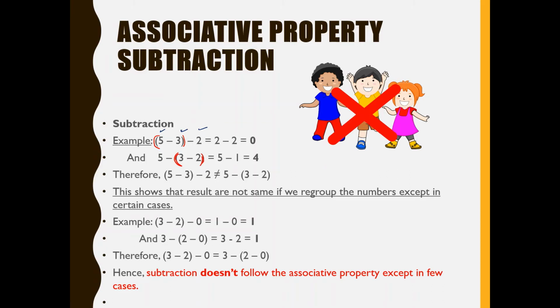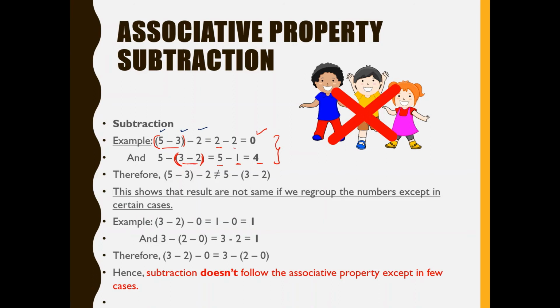In the first example, if you say 5 minus 3 minus 2, what do I get? 5 minus 3 is 2, and minus 2 is already there, so right now the answer is 0. And in the second group, when I do 3 minus 2, I get 1, and a 5 is already there. So when I do 5 minus 1, the answer is 4. So we can clearly see that subtraction doesn't follow the associative property.